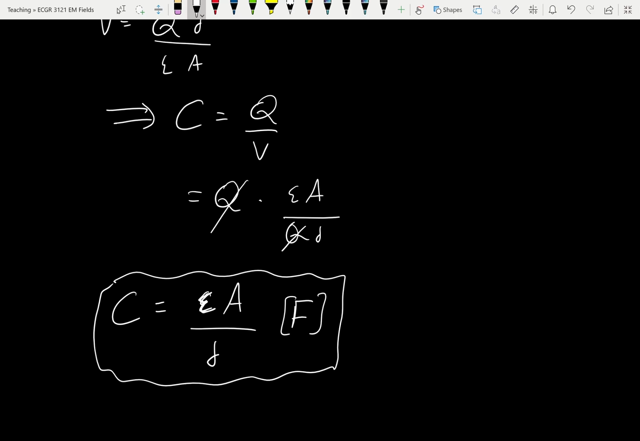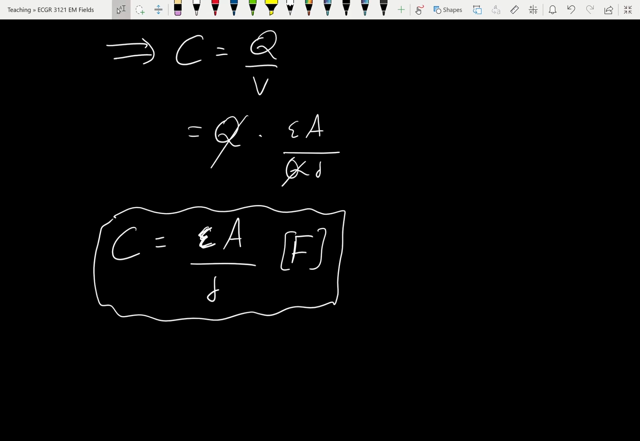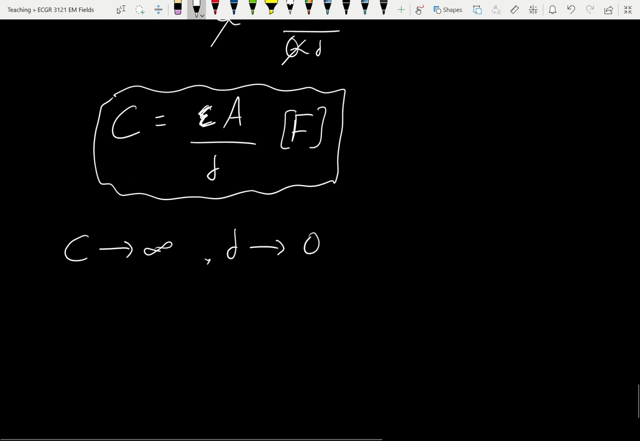Right? So this is interesting. This tells me, hey, if I want a big capacitance, if I want C to approach infinity, just make D approach 0. Simple enough, right? Well, there's a problem with that from a practical perspective. And what's the practical perspective? Well, let's say I make the distance between the plates very small. I end up with a very big capacitance, right? But then I cannot utilize that big capacitance. Why?